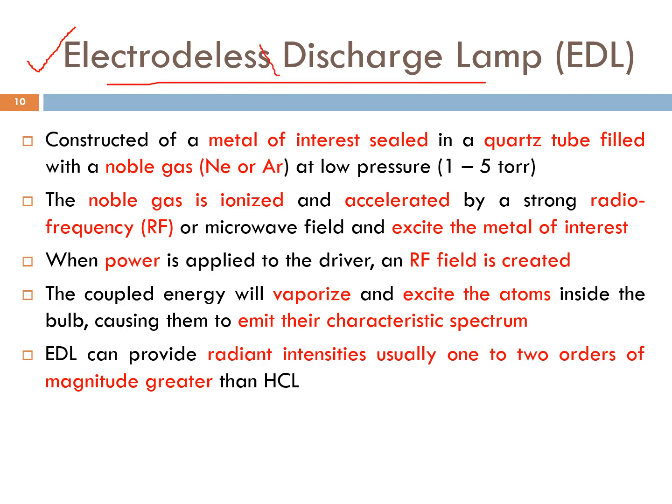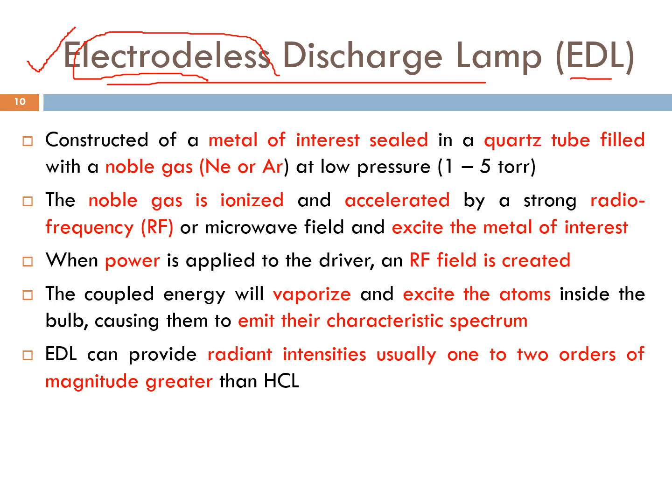Because it is electrodeless, it does not have an electrode. This EDL is suitable for volatile elements such as mercury and cadmium. In this lamp, the metal of interest is sealed in a quartz tube filled with a noble gas such as neon or argon at a pressure of 1 to 5 torr.